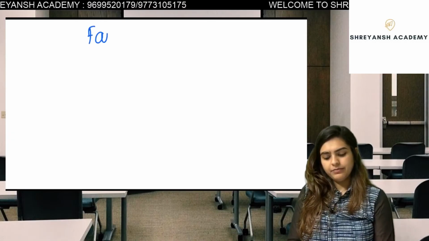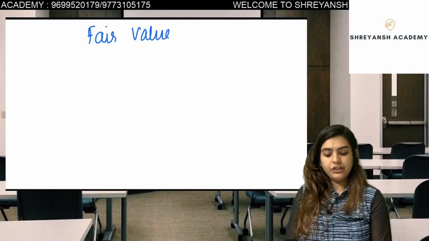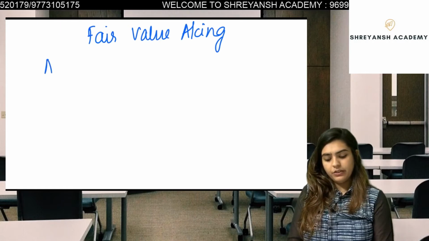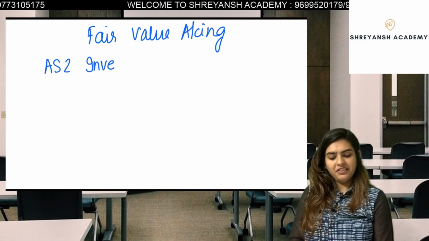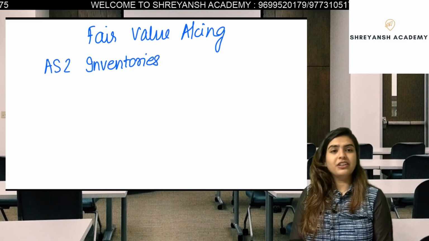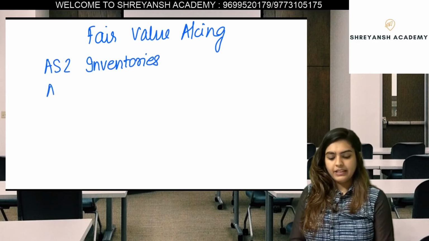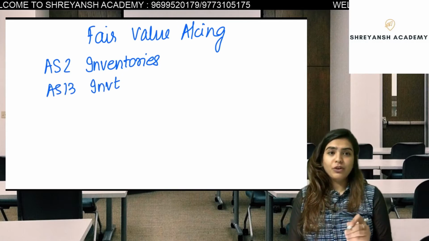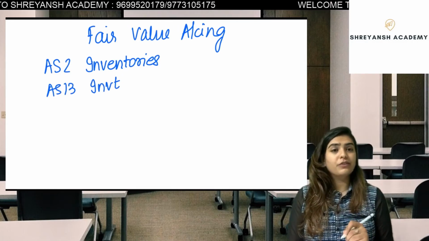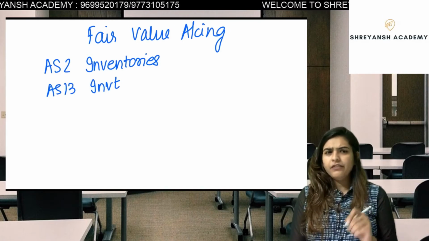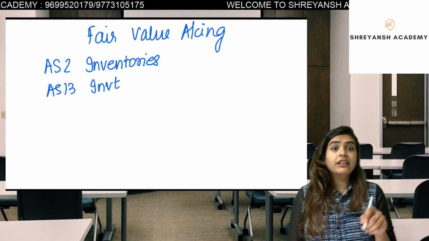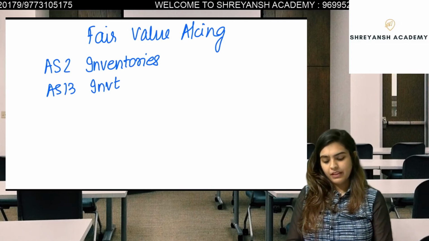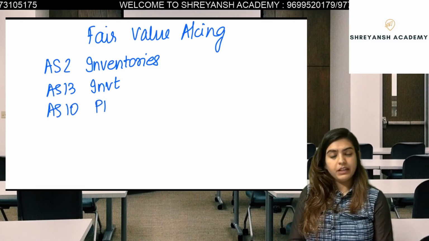Fair value accounting. Tell me, was accounting standard ever using fair value accounting? Yes. When? Can I say accounting standard 2, your favorite? Inventory. Inventories were valued at cost or NRV, whichever is lower. AS 13 investments. Current investments were valued at lower of cost or fair value, and your long-term investments were valued at cost. However, if in long-term investment there is a reduction which is other than temporary, then even they were valued at fair value. AS 10 property, plant and equipment.